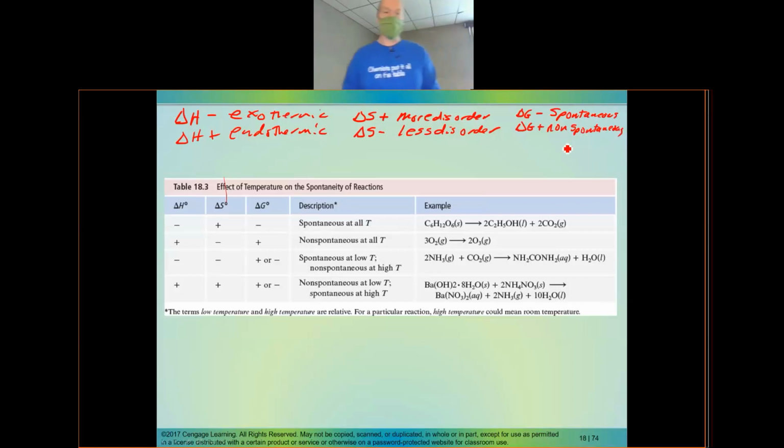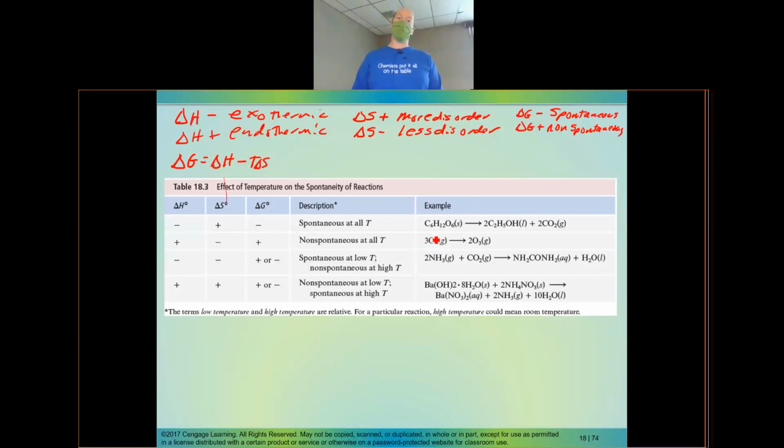All right, so the equation that we need to know is delta G equals delta H minus T delta S, and I'll say it again and again that your delta H, you get off the table, products minus reactants. It doesn't matter what the temperature is, that is your delta H. Same with delta S, you get your S values off the table, products minus reactants, and doesn't matter what the temperature is.